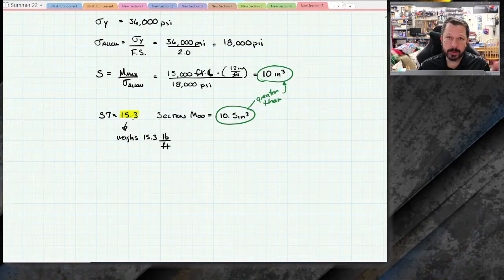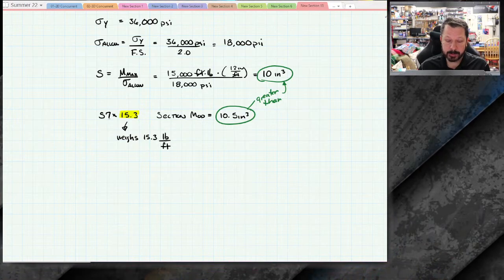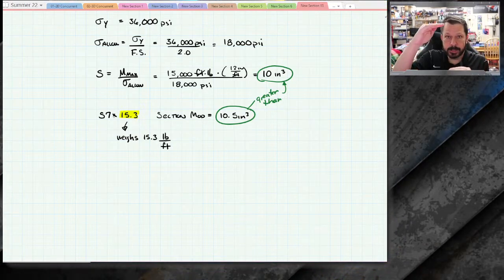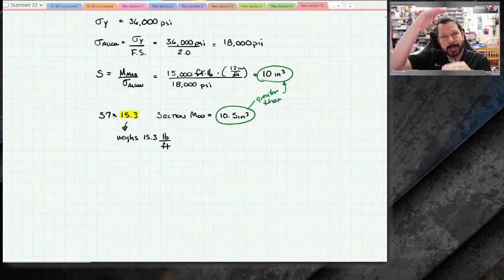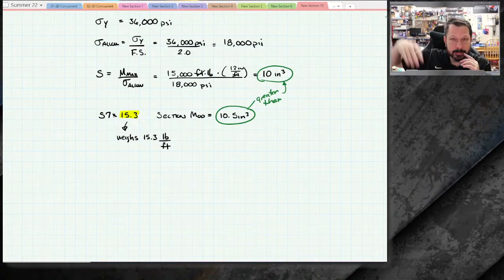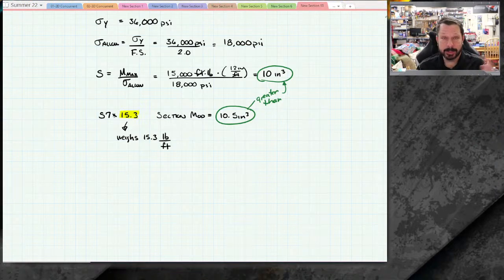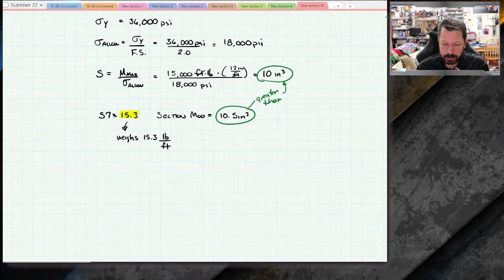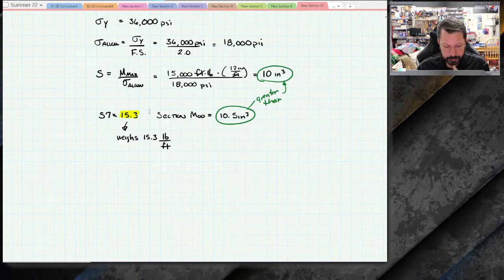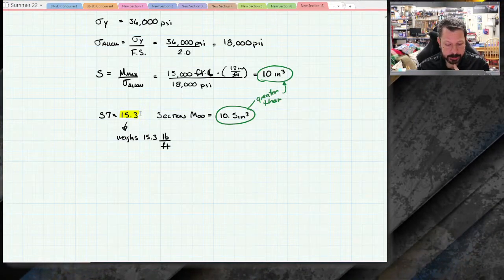There might be some reasons why you don't pick that particular beam. You might have some height considerations where the beam has to fit within a certain height, and so that eliminates some of the bigger beams. That's not going to be in any of the problems that we assign, but it could be a thing that you encounter in the real world. But anyway, we would choose this one.